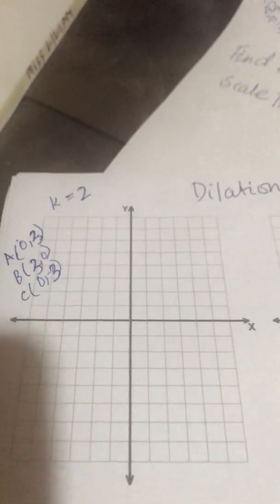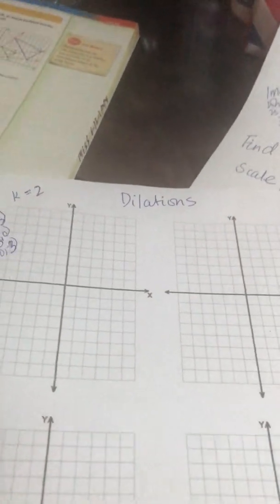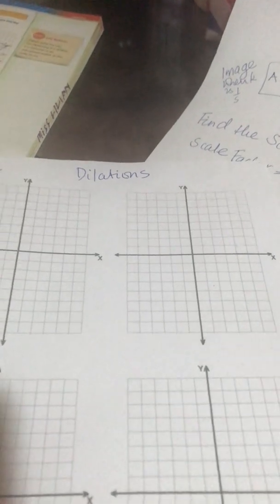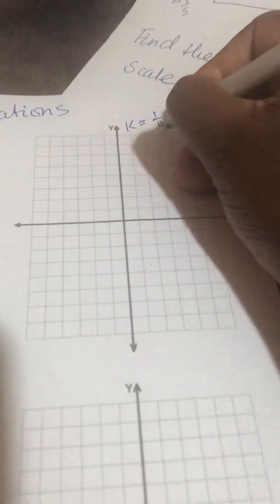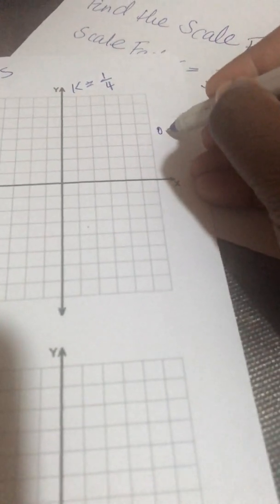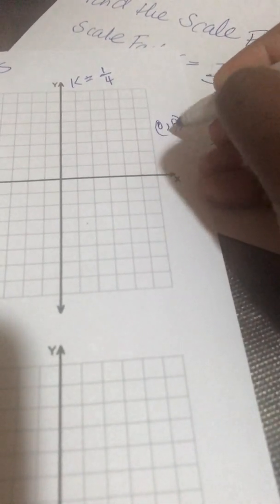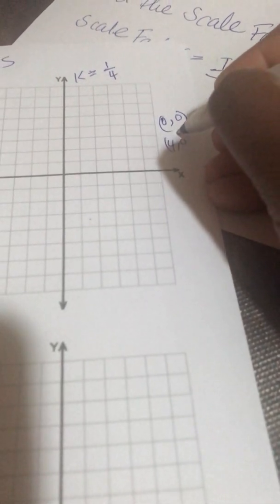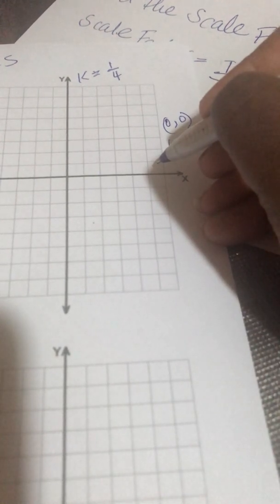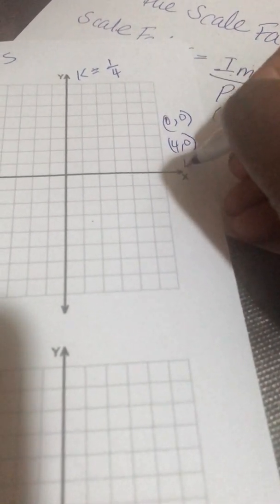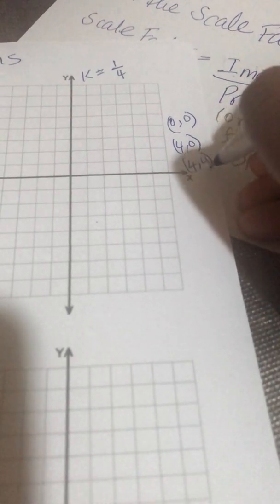And then do the same. A is, here K is 1/4. Okay? So you have 0, 0. And you have 4, 0. And you have 4, 4. Okay?